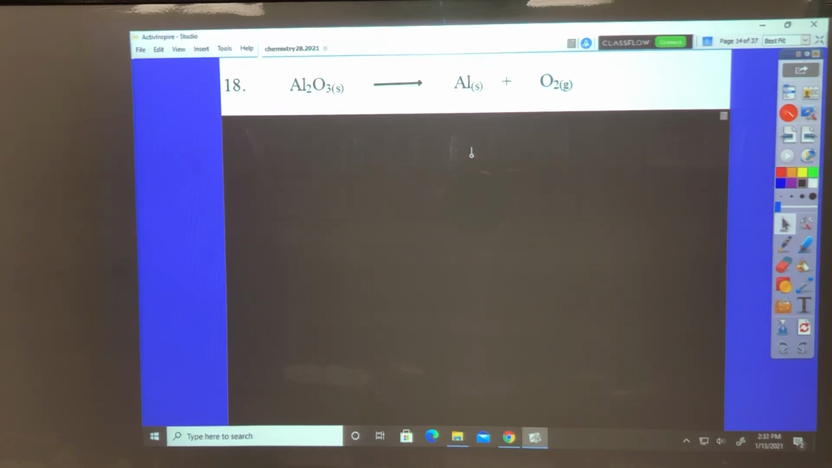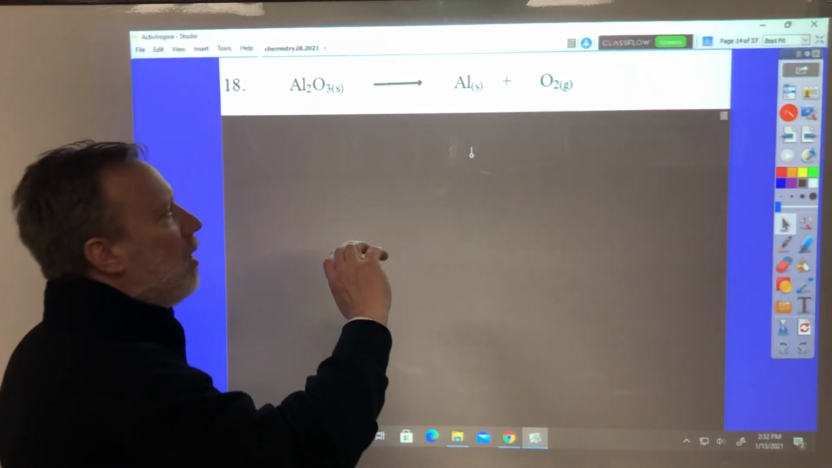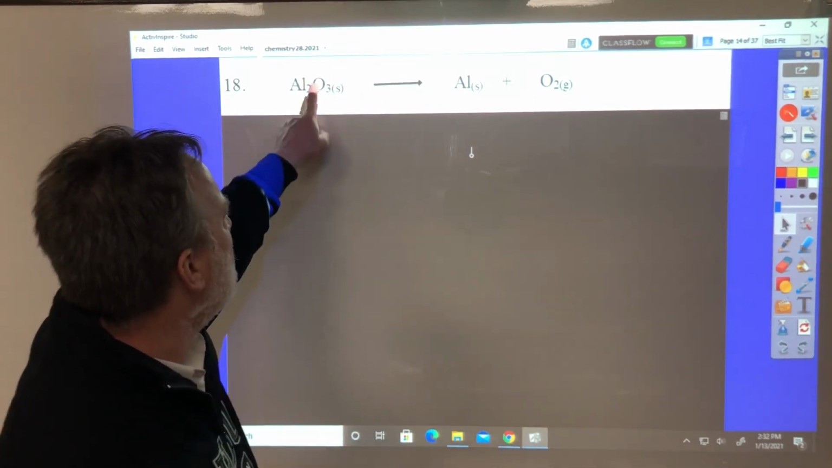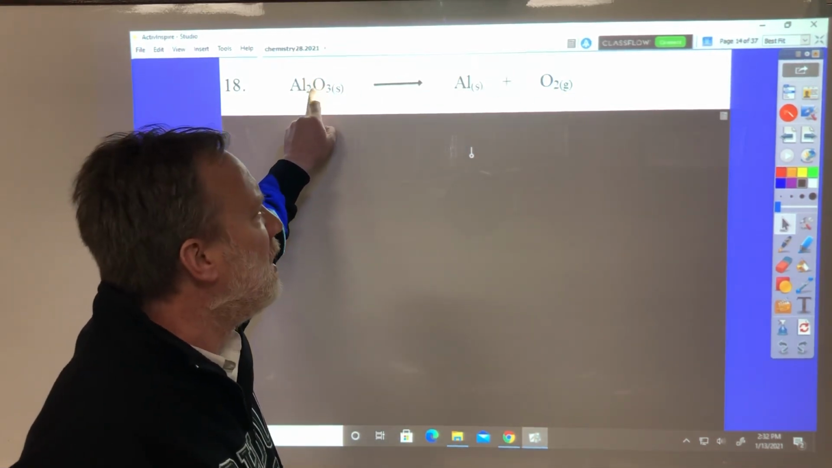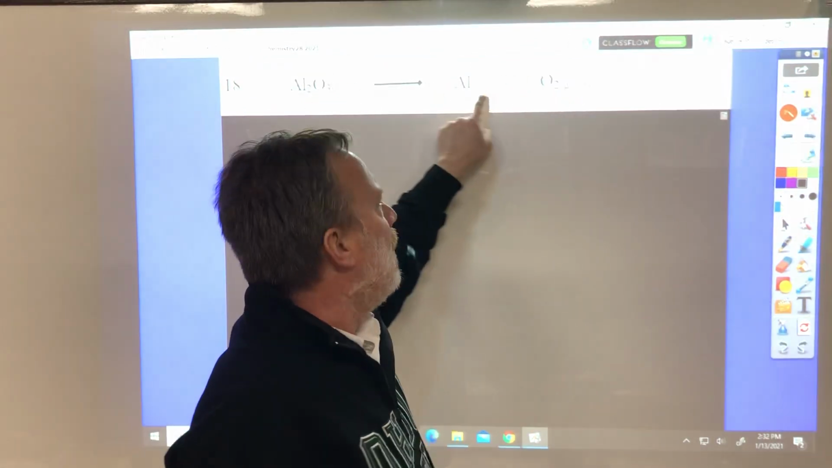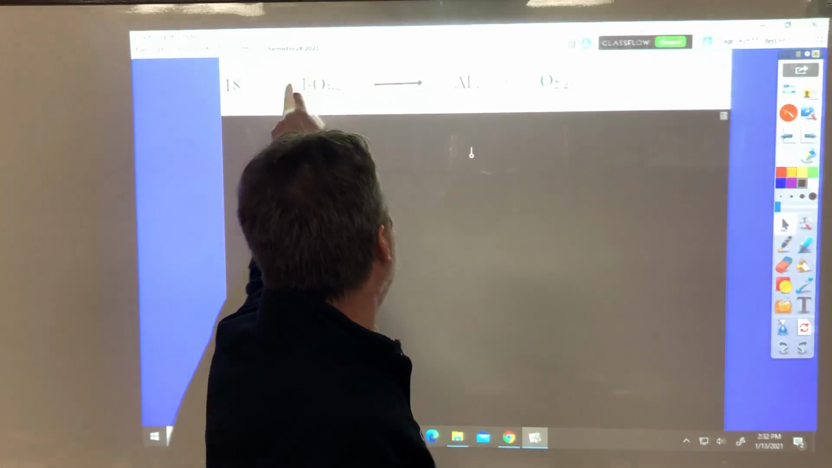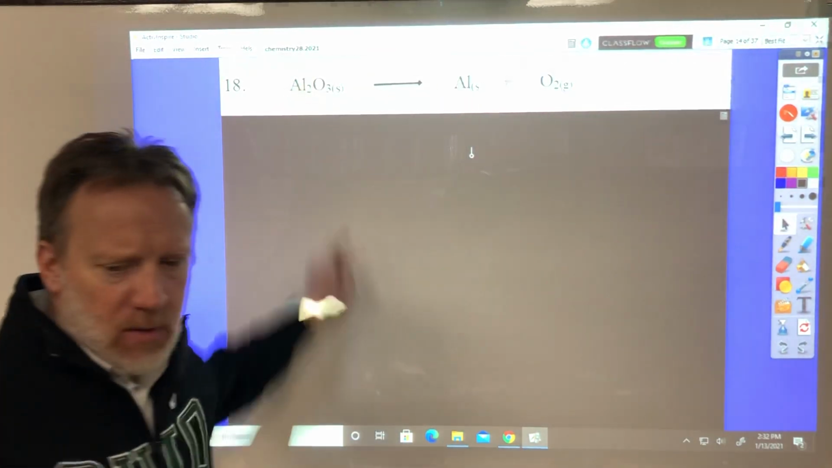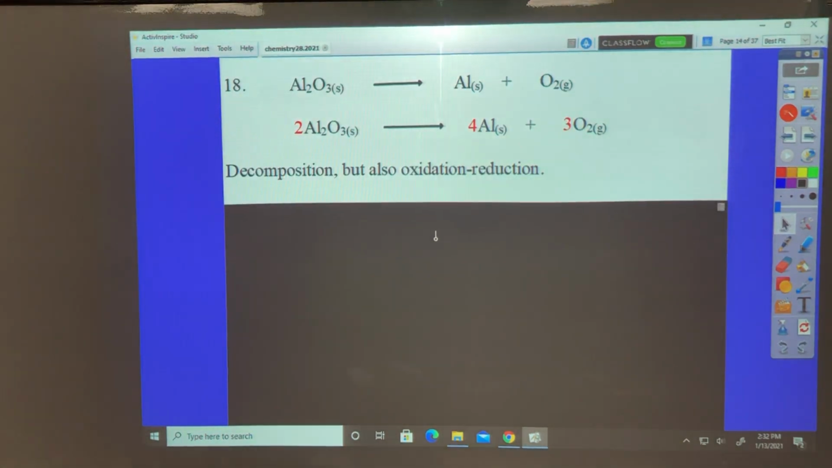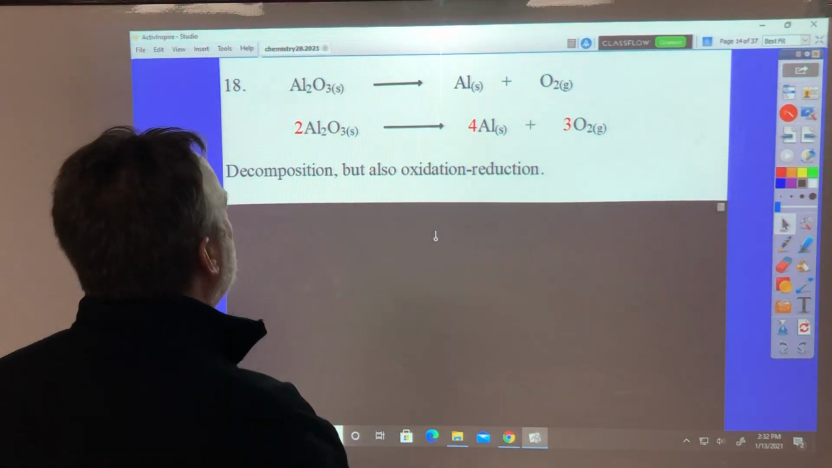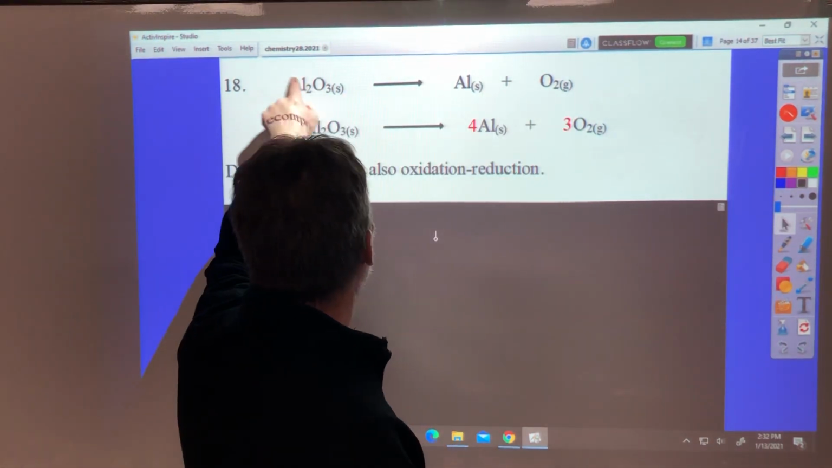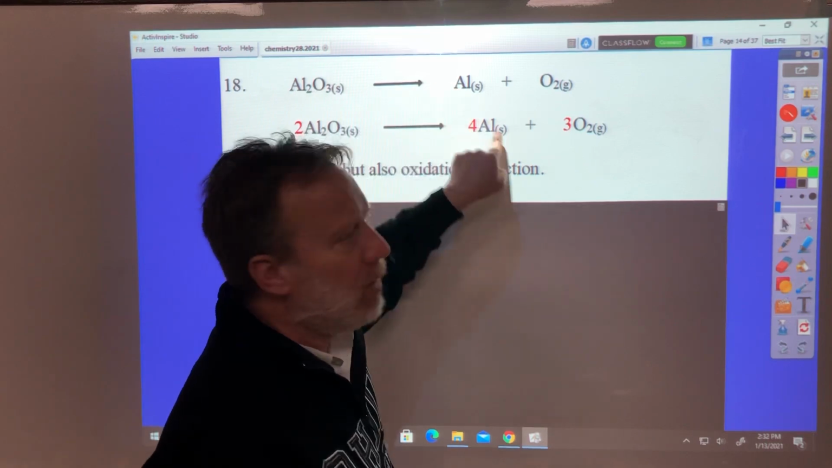Aluminum oxide breaking down. This is the reverse of what we saw earlier. So this is a decomposition. It also happens to be redox because all the oxygens are -2 apiece here and they're 0 here because this is elemental form. Aluminum is 0 here and +3 there, oxidation number. So this is decomposition and redox. To balance it, we have 3 oxygen and 2, so I need 3 of these and 2 of these, which gives me 4 aluminum.